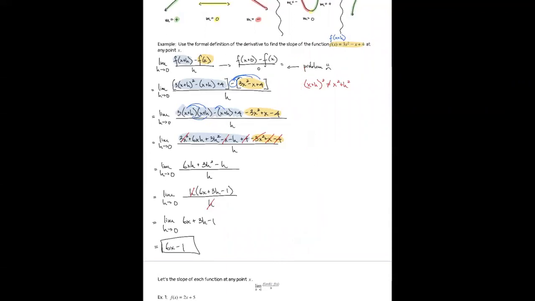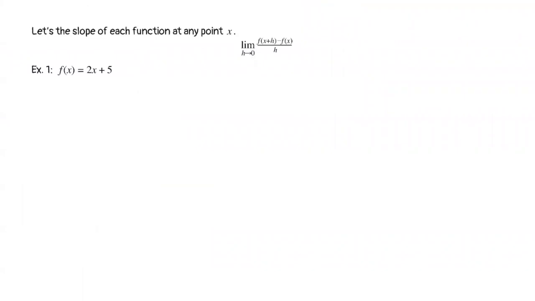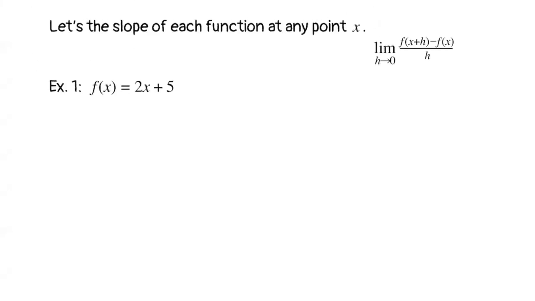And so what we're going to do for the last bit of class is we're going to practice a bunch. Okay. So we're going to do one together here. Let's see what we have. Okay. All right. So let's do this one right here. All right, so example 1, we have f of x equals 2x plus 5.